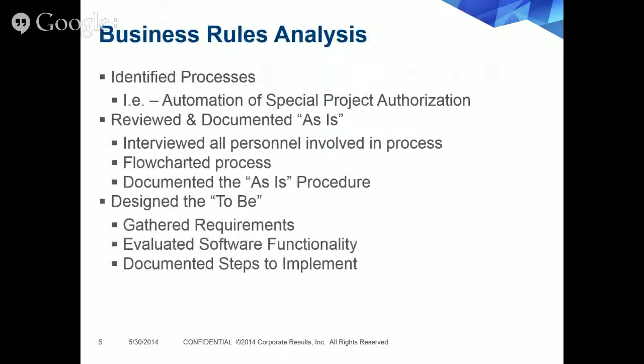Next up, we have business rule analysis. During this analysis, we identify a process that could be changed or would prefer to be enhanced or automated. I'm going to give you an example of one of the most recent ones that we've done. That would be the automation of special project authorization.